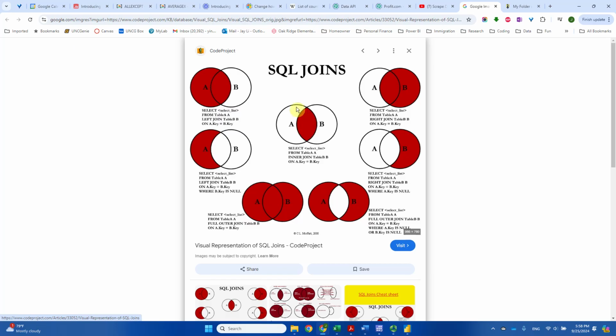For the Asian countries which exist only in table A but not in table B, and also for those North American countries which only exist in table B but not in table A, those countries are not going to be included. Again, only the intersection, only the overlapping part, which is the European countries, is going to be included in an inner merge.